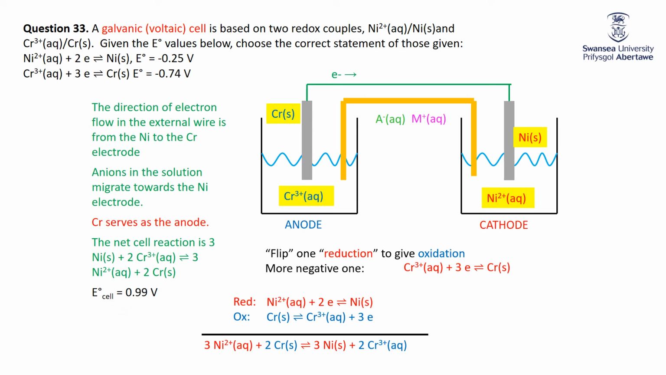E cell is 0.99. Well, let's have a look, shall we? The nickel is minus 0.25 because that's the one that's being reduced. The chromium, though, we flipped, so it's not minus 0.74 anymore. It's plus 0.74. So add those together, and the E cell is actually 0.49 volts, so that is also false. So the one that's true is that chromium serves as the anode. That was, I think, a rather tricky question that really tests your comprehension of many concepts associated with galvanic cells.